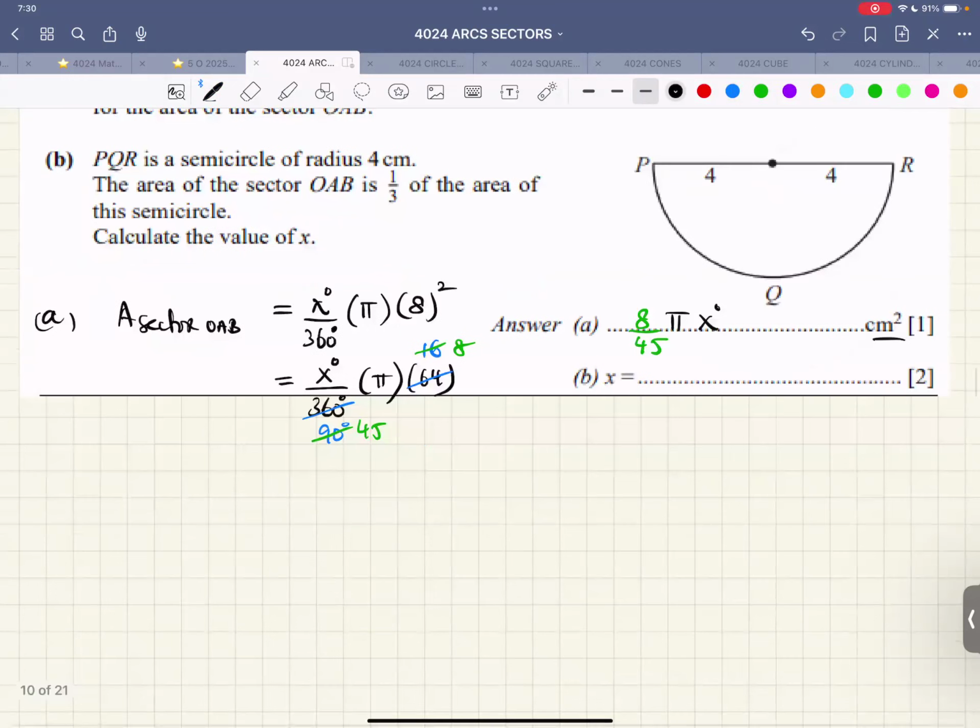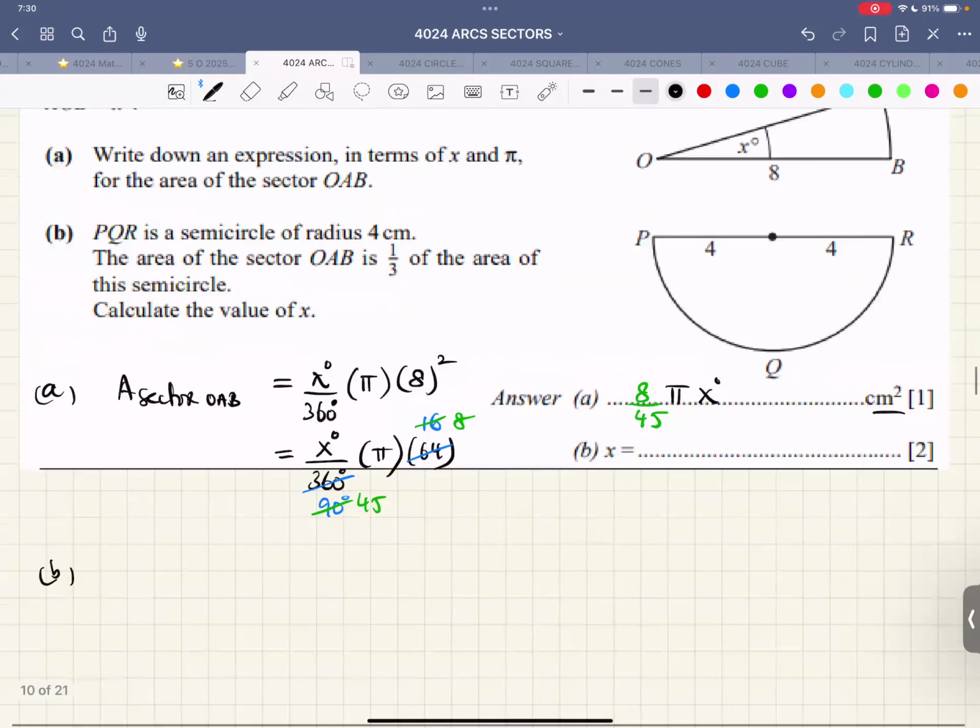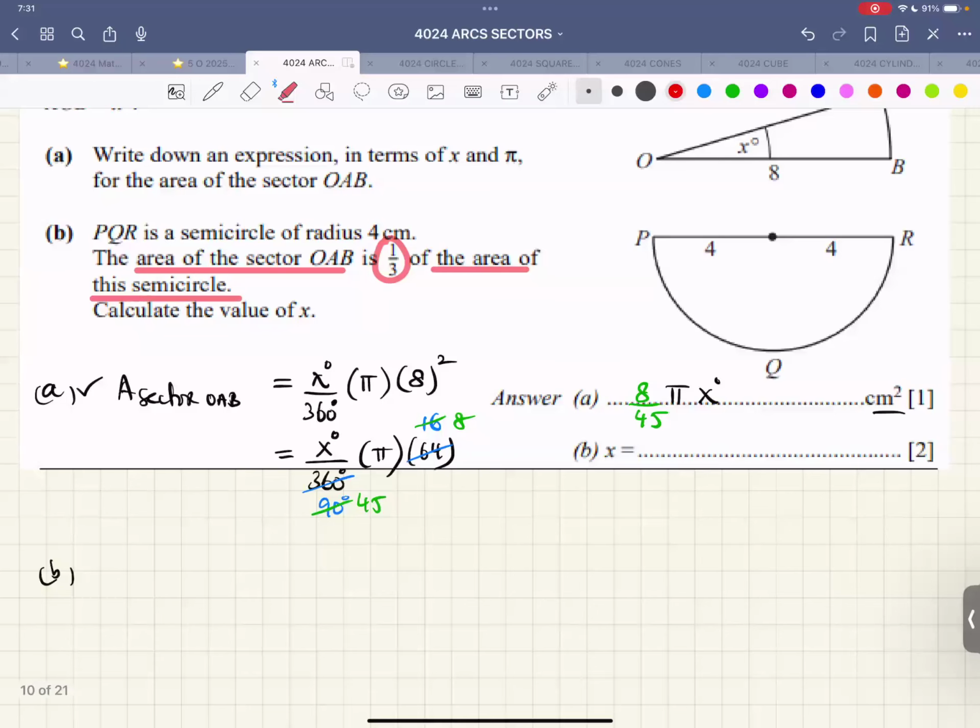The next one, PQR, part B. PQR is a semicircle of radius 4. The area of sector OAB, that's given over here, is 1/3 area of semicircle. So area of sector OAB, which is the small one, is 1/3 area of the semicircle.